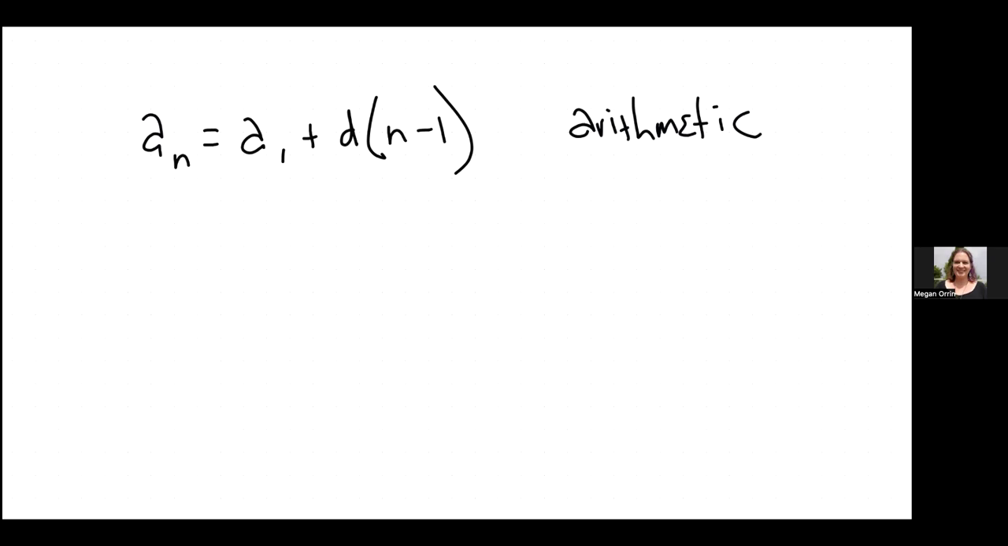So this means we're going up by a consistent number or we're going down by a consistent number. We're adding or subtracting the same thing each time, right? So you're right that it's also linear. This is definitely a linear equation.